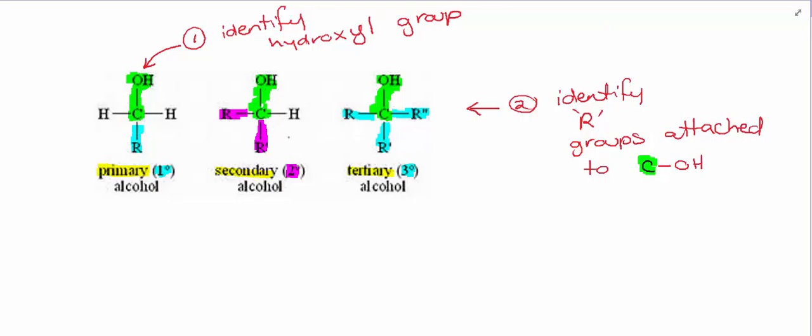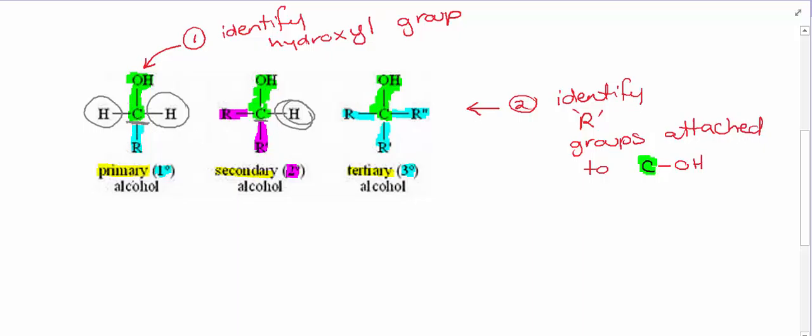Now, if we have a look at our structures here, we notice that our primary alcohol has 2 hydrogens attached to that central carbon. Our secondary alcohol has 1 hydrogen attached to that central carbon, and our tertiary alcohol has no hydrogens. So when you're dealing with the oxidation of alcohols, it's a good way to think about it in terms of the loss of hydrogens from that central carbon.